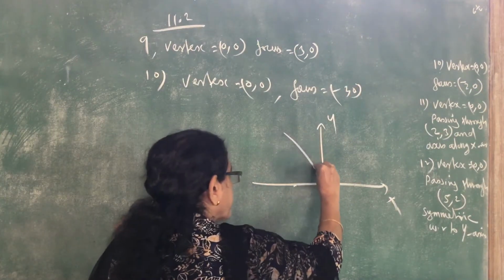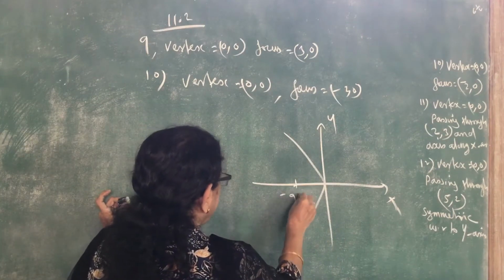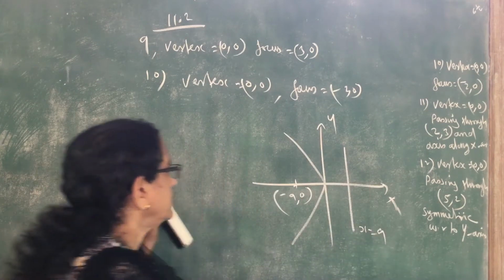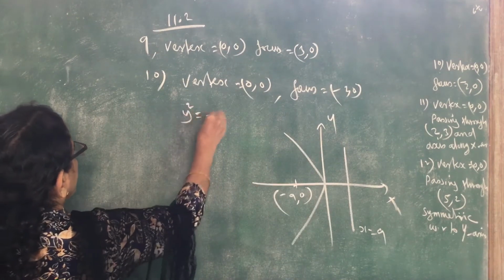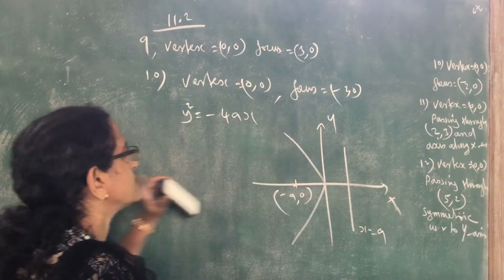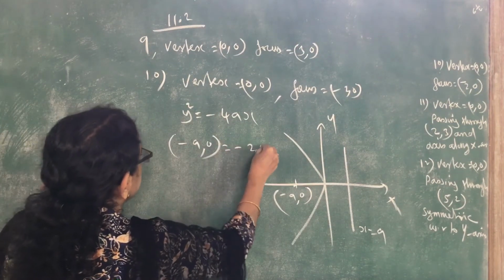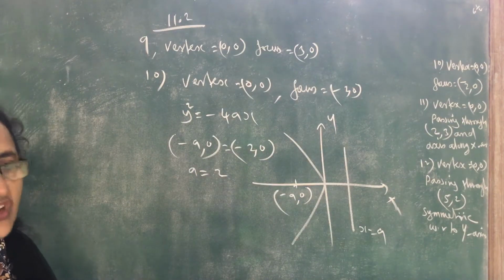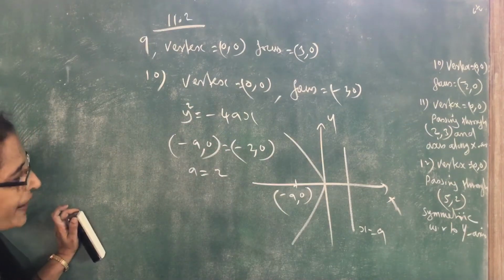So this is the parabola with focus minus a, 0, and here directrix is x equal to a. The equation of this parabola is y square equal to minus 4ax. Comparing with the focus, here focus is minus 2, 0, so focus minus a, 0 equal to minus 2, 0. So we get a equal to 2. Remember, a is always a positive number. So this is the equation of the parabola, y square equal to minus 4ax.